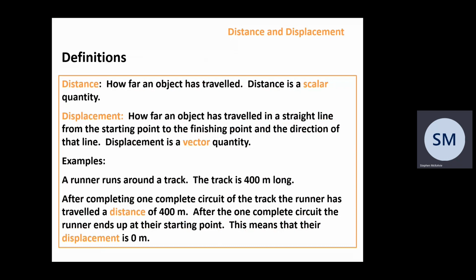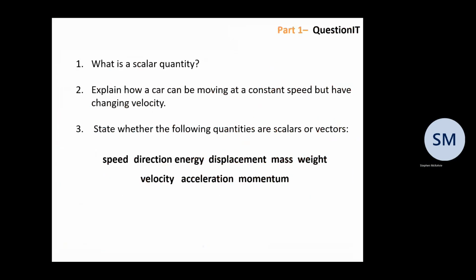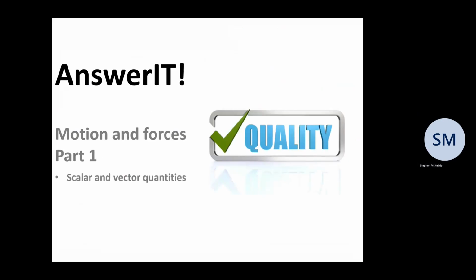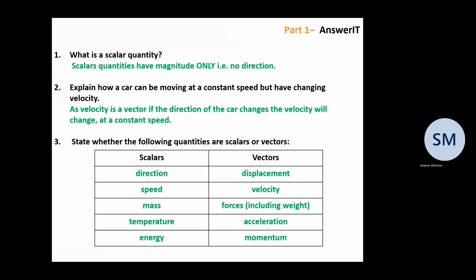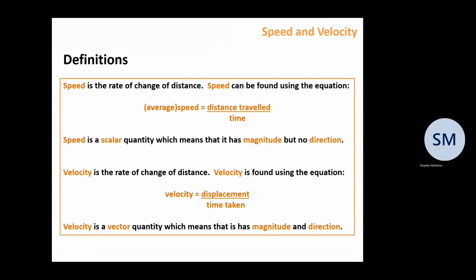Okay. Here are some questions, and answers. Okay, some definitions for speed and velocity. Speed is the rate of change of distance. Velocity is the rate of change of distance, but with a specific direction.